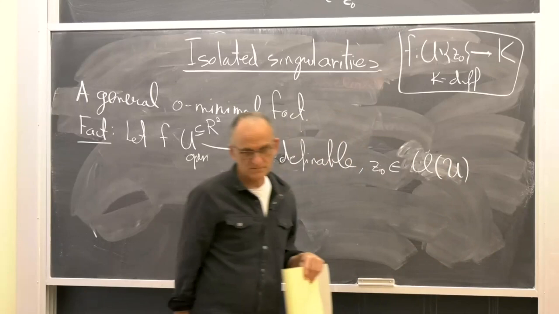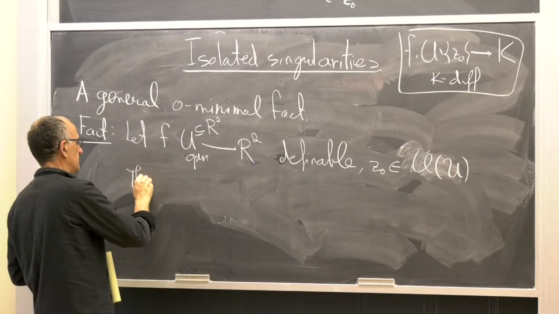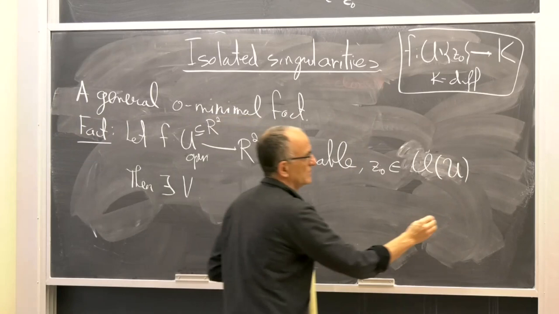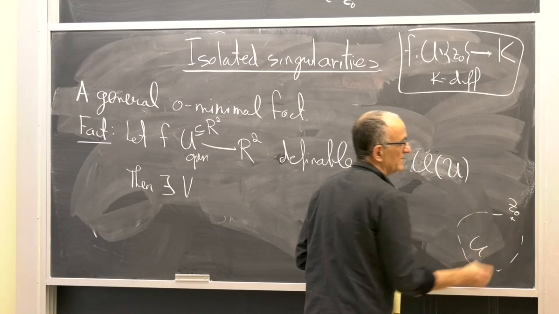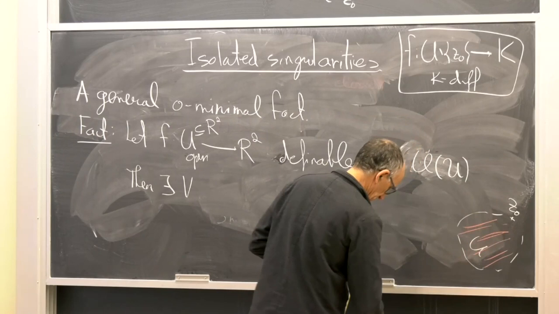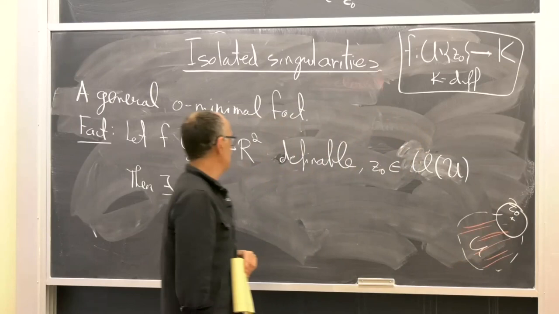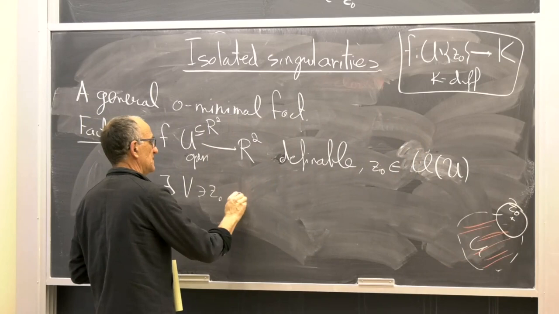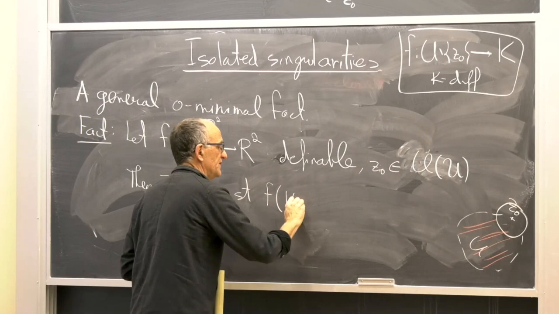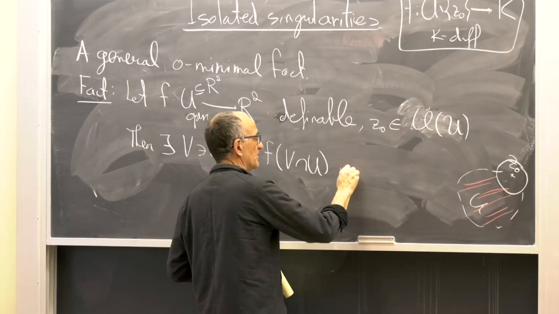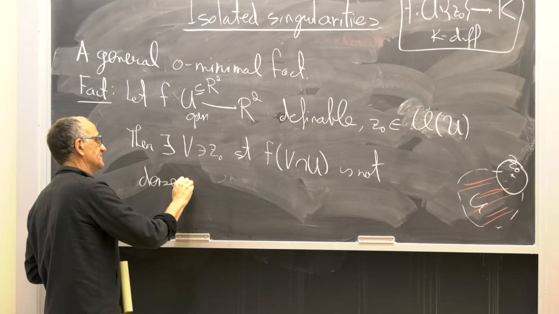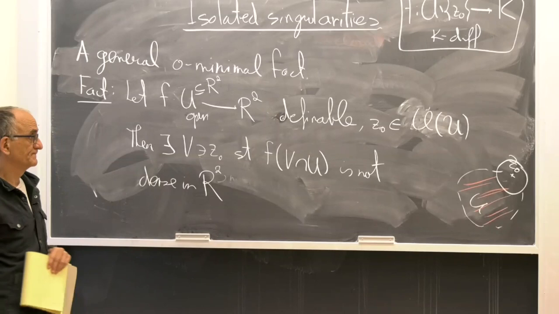Then there is V. So the picture is, this is U, and maybe possibly Z0 is here, and the function is defined here. So the claim is that there is some neighborhood V of Z0 containing Z0 such that F of V intersection U is not dense in R2. Now, F of U could be dense.